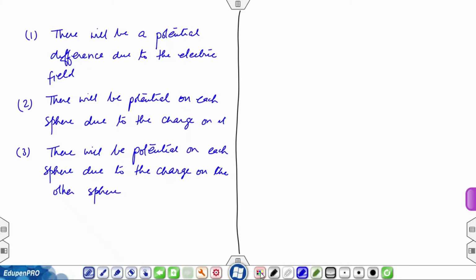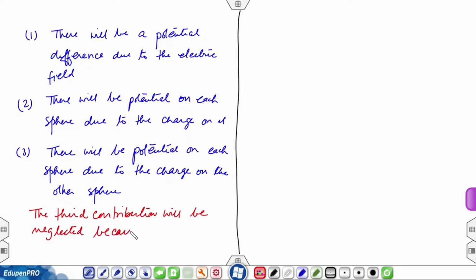And it is this third contribution that will be neglected, because the distance between the spheres is large. Otherwise, the third point will also contribute, but we are going to ignore it.